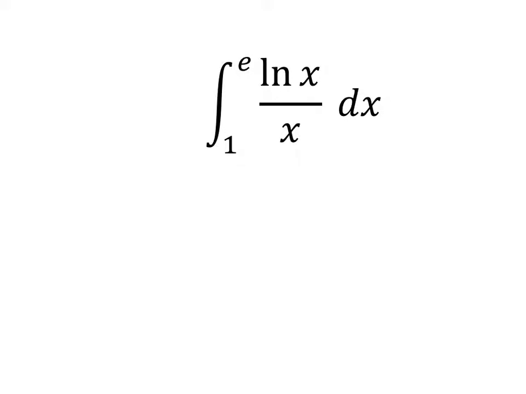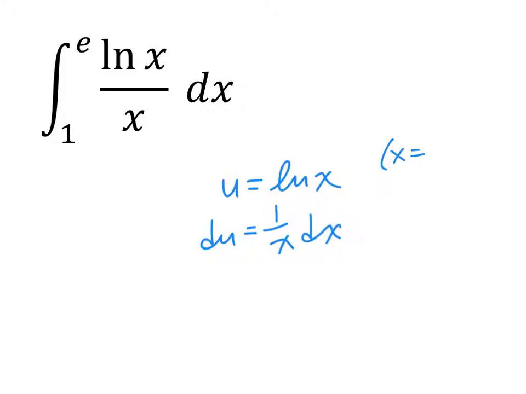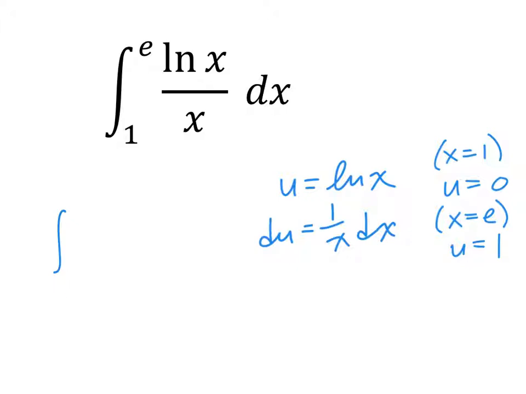Do you guys need me to do this or just give you the answer? Okay, all right. U is natural log x. Du is 1 over x dx. So then when x is 1, u is natural log 1, which is 0. When x is e, u is natural log e, which is 1. Okay, so this is from 0 to 1 of u du. Okay, that is u squared over 2 from 0 to 1, so that is 1/2.